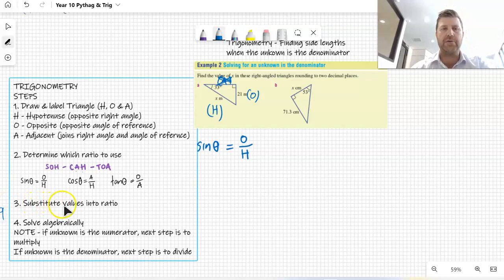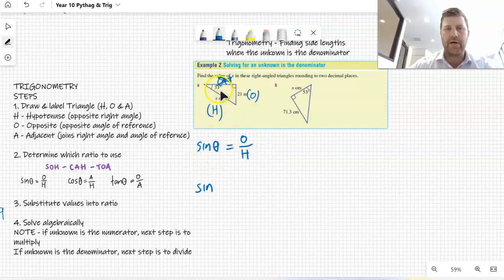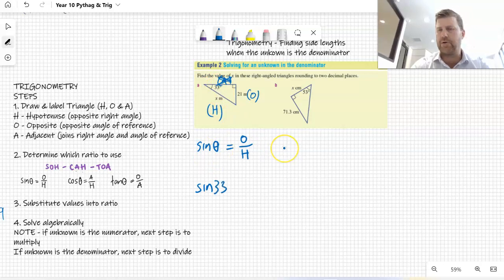Step 3 is to go ahead and substitute the values from the diagram into the ratio. So I'm going to basically write the same ratio again. However, instead of the theta symbol, I'm going to use the angle of reference, which is 33 degrees. Just put in 33. You don't need to use the degree symbol here on your calculator, because when you're using those ratios, it knows that you're working with a right angle triangle in degrees. Instead of O, I'm going to use the number 21, and instead of H, I'm going to use the variable x. Now at this point, the unknown is the denominator. It's the bottom of the fraction, which is different from what we were doing with my class the other day. The last step was then to multiply both sides by the denominator. So if I did multiply both sides by the denominator, I'd still have x times sin 33 is equal to 21.